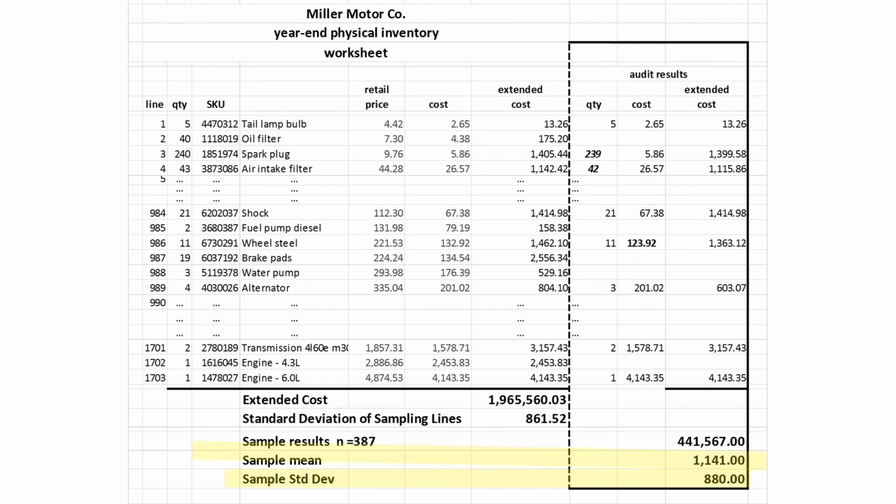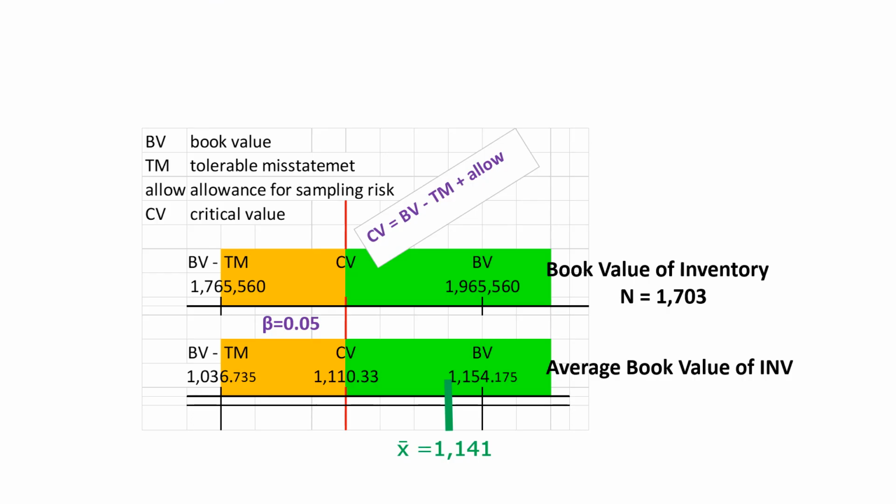Now notice the sample standard deviation is greater than the original. I'm going to use the greater just to be conservative. The larger the sample size, the larger the standard deviation, the more conservative I'll be. Okay, so here again, putting this in the same format as we did for 251, we can see that our sample mean is really close to the book value. I'm comfortable. There's no problem.